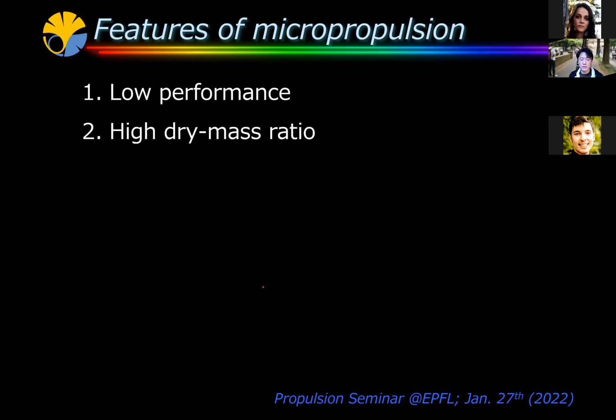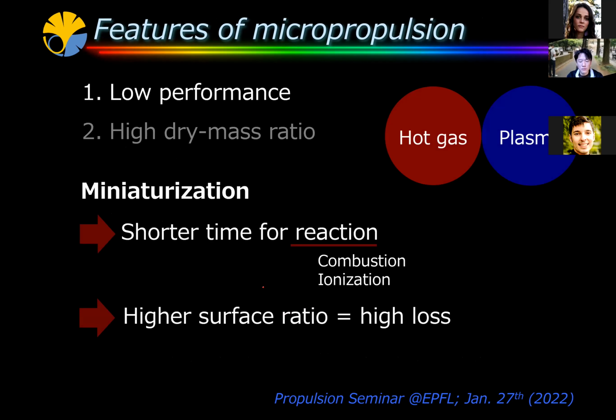So micropropulsion is a propulsion system for those small satellites. Next, I want to talk about the basic features of micropropulsion. There are two features. The first one is low performance, and the second one is a high dry mass ratio. So first, let's see the first point, low performance.